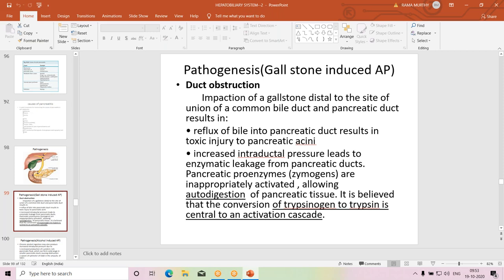And it is believed that conversion of trypsinogen to trypsin is central to the activation of the cascade. The main enzyme that is first and foremost activated is trypsin. Trypsinogen is a precursor enzyme. Trypsinogen is activated to trypsin. Trypsin then activates a number of other enzymes like prophospholipase, elastase, chymotrypsin, like that. Other enzymes are activated by trypsin.